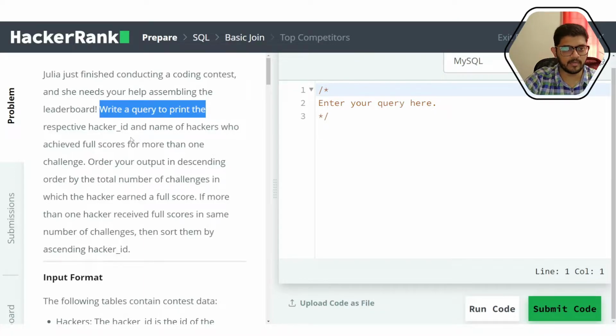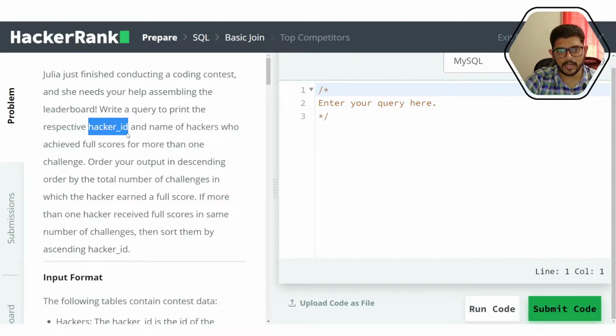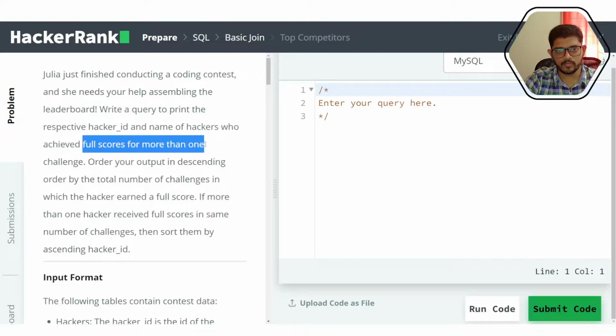Okay, here comes the main detail. We need to write a query to print the hacker ID. Okay, that is one information we want. Hacker ID and the name of the hacker. Okay, that is the other information we want. And it is not just hacker ID and name of the hacker of all the hackers. It is only those hackers who achieved full scores for more than one challenge. Okay, so we have multiple constraints here.